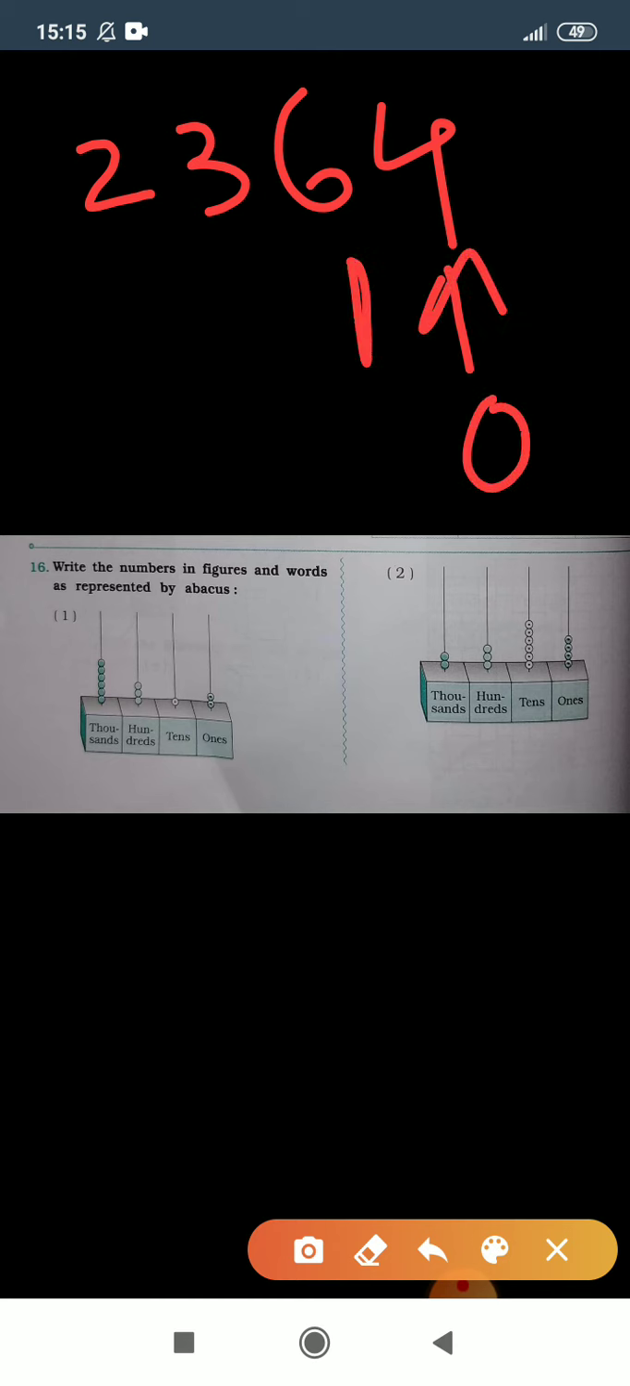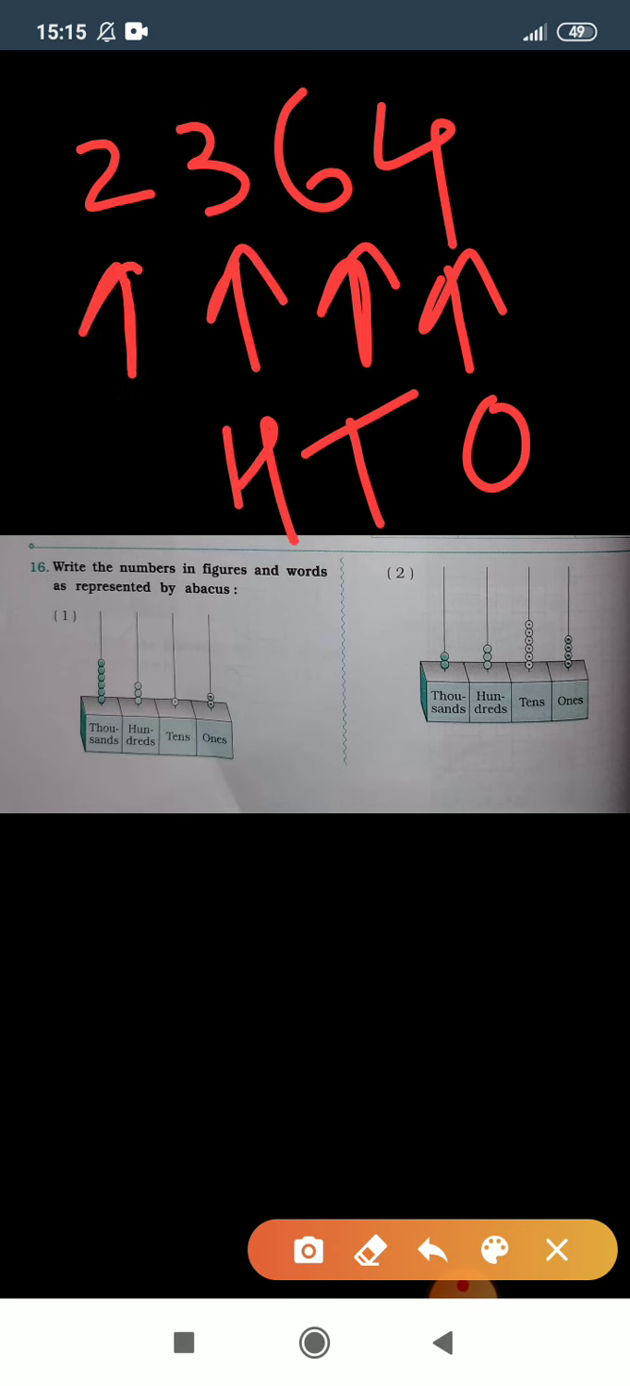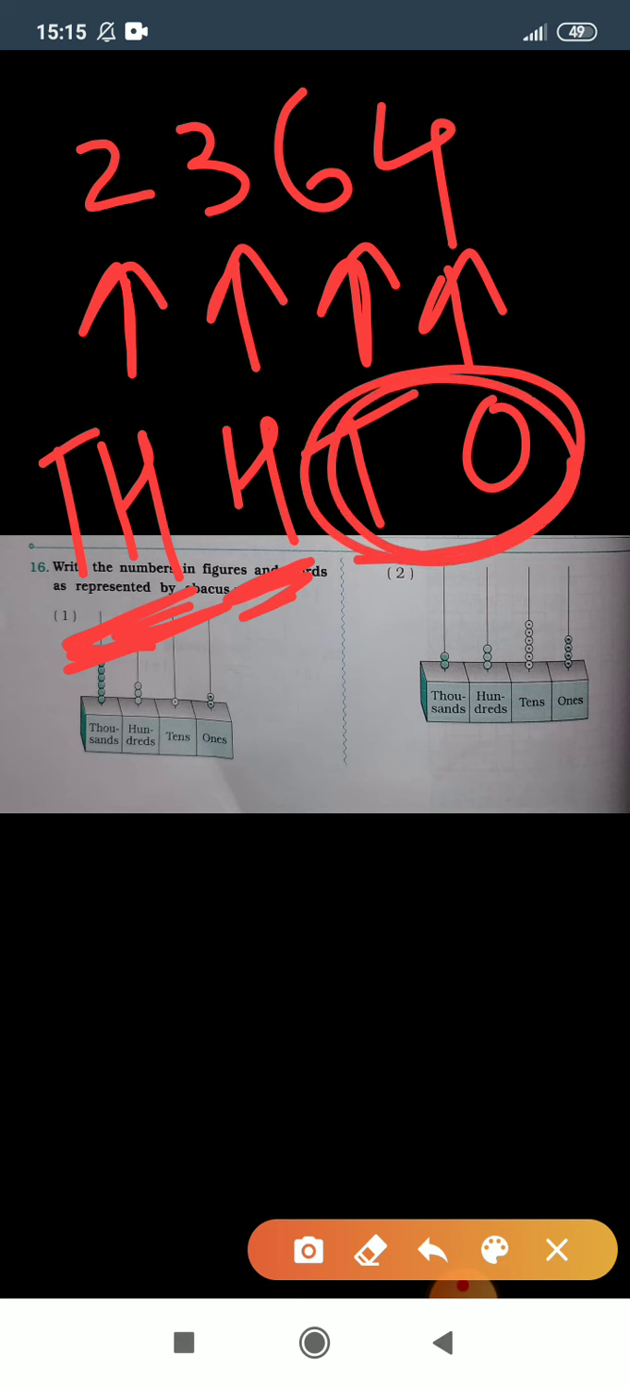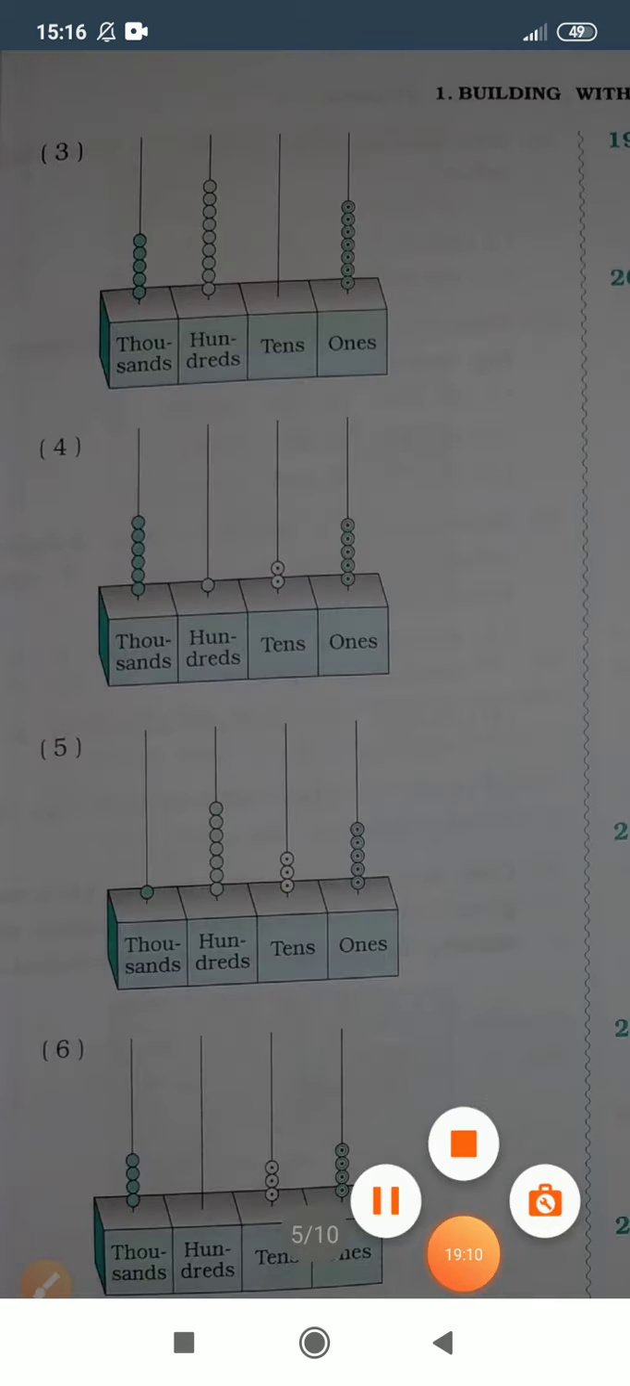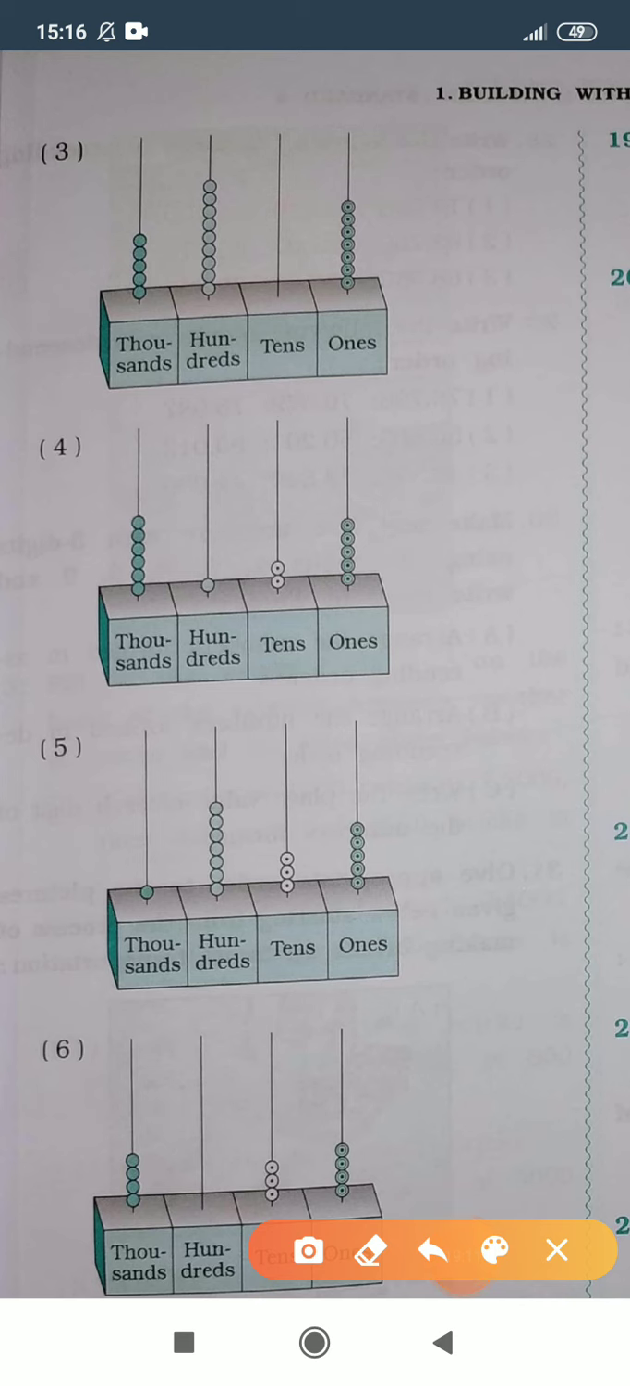as per the place value we'll write in words. So again I am going to explain this. This 2 is on 1000 place, 3 is on 100 place, and the last 2 digit number will be pronounced together. So 2364 is your answer.